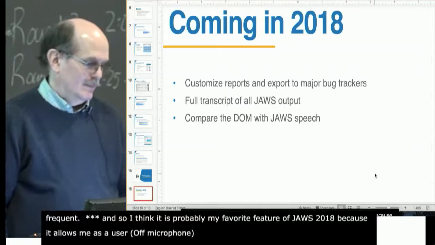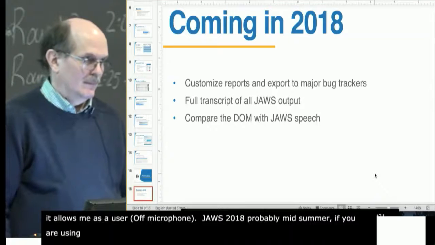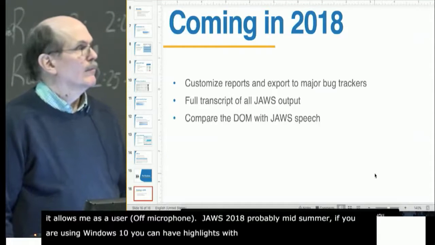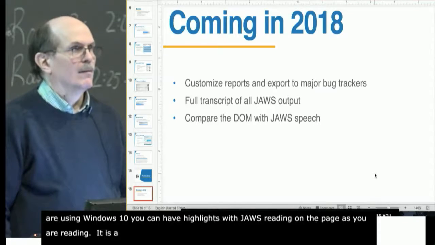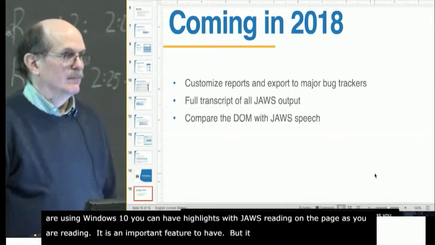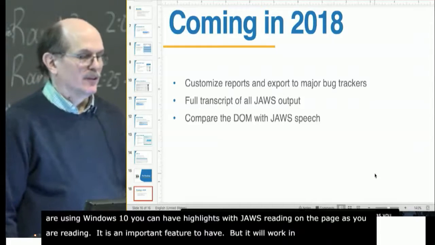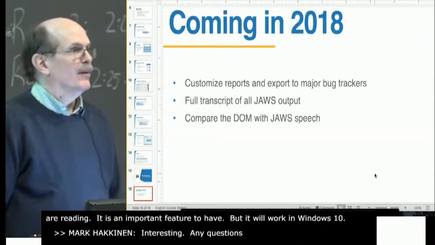The other feature that I think most people missed in JAWS 18, probably midsummer, if you're using Windows 10, you can actually have it highlight what JAWS is reading on the page as it's reading it. Now, it's only reading it if you're using the virtual cursor, though, but it's an important feature to have, but it only works in Windows 10. Interesting. Any questions about JAWS that Matt can answer?